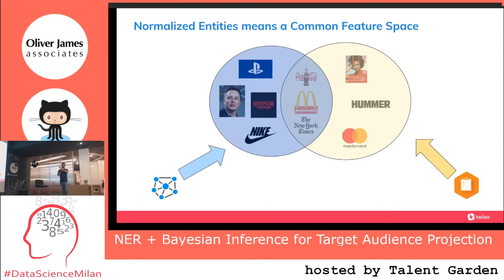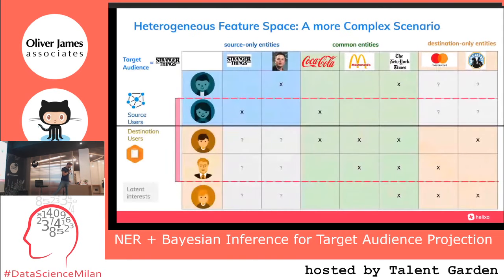Now that we are able to take any dataset, extract the entities and normalize them, we have this situation here. You start with the raw features and then you project into a common feature space where, in this case, you have Coca-Cola, McDonald's, and New York Times in the middle, which are entities that exist in both domains. And then there are some entities like Elon Musk, Stranger Things, PlayStation, that only exist in one domain. And the same thing for MasterCard, for example. Let's suppose that there's no MasterCard page on the social network. Okay.